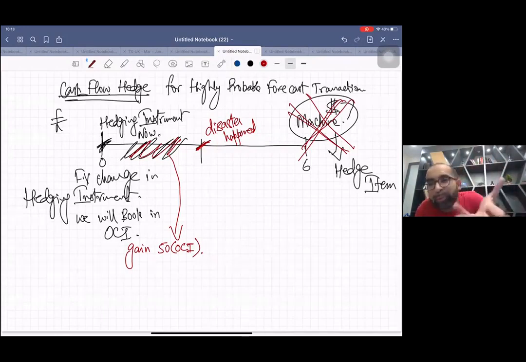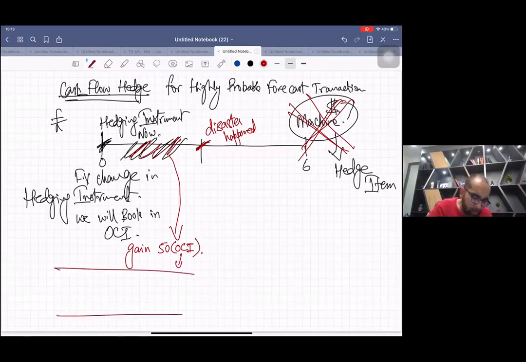So there is nothing to match in future. Use your brain, there is nothing to match in future. So now what you will do, you will transfer this OCI into P&L immediately. Let us say this is a gain OCI. So you will make the entry: OCI debit 50 and P&L credit.